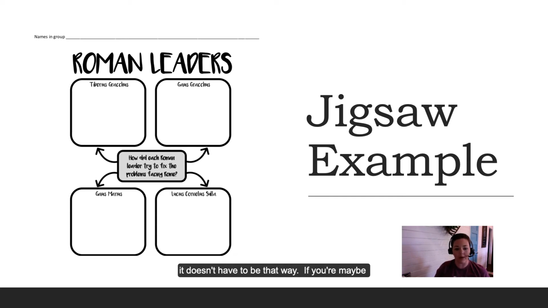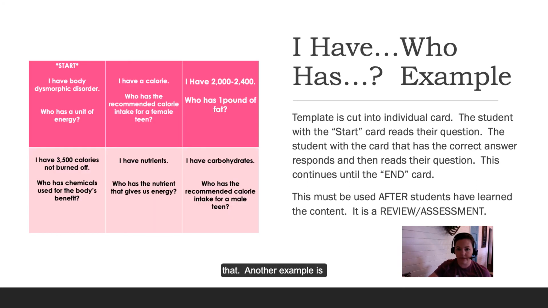If you're maybe working in one of the specials like drama or art or PE, you can have them go learn a skill or a movement required in a sport or maybe a rule or something like that in their expert groups, and then they have to come back and demonstrate that.